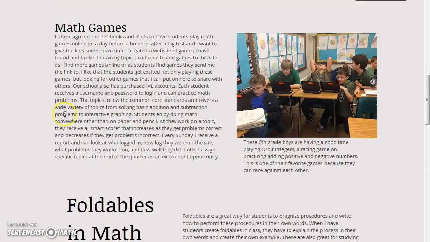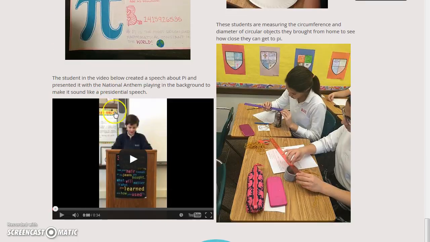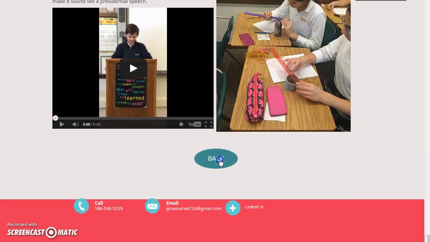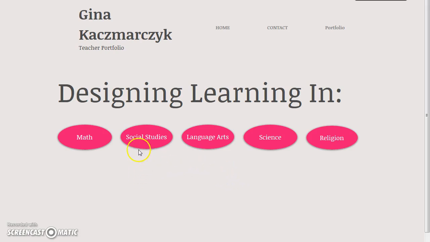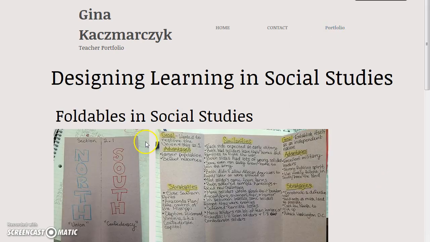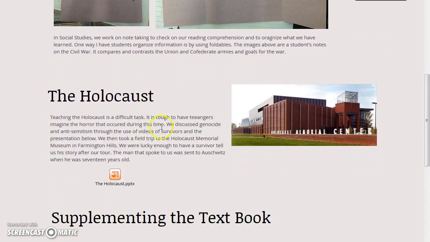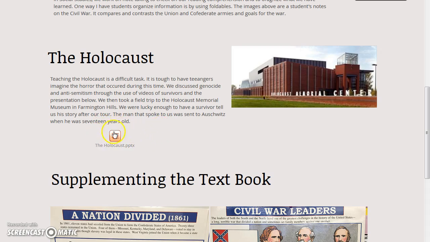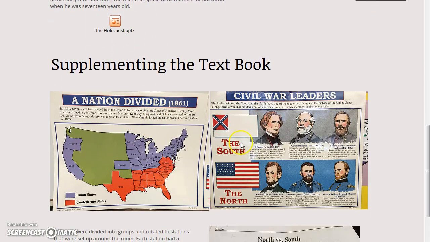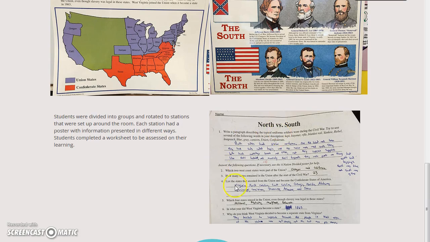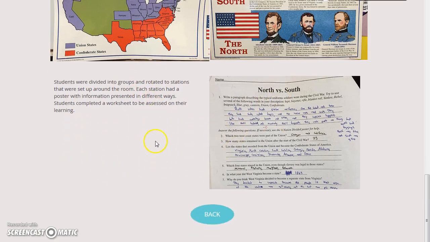If you go back, whoops, I wanted to go back down to the bottom. Go to the bottom of the page. If you hit back, this takes you to the subjects again, so you don't have to scroll all the way back up and go to portfolio and designing learning. I wanted to avoid that. So if you click each one, here's some things I've done in social studies. This is the field trip that we've gone on. This is a PowerPoint presentation I've given. Some pictures around the classroom, pictures of student work, and description of activities.